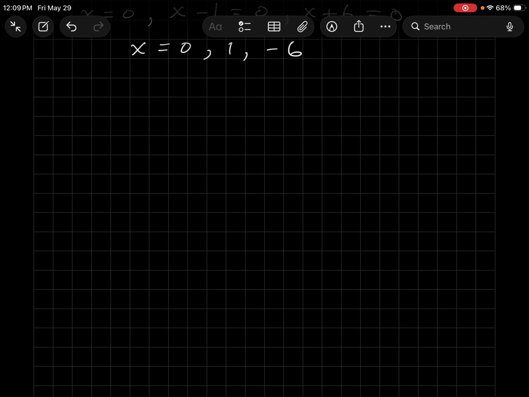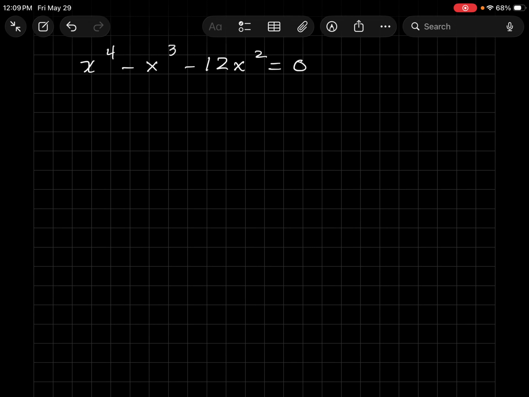Could we do this with a quartic, a fourth degree? Well, it depends. Let's look at one type of fourth degree: x to the fourth minus x cubed minus 12x squared equals 0. Does every single term have a common factor? And the answer is yes. Every term has an x squared in it, at least. So if I pull an x squared out of the first term, I still have an x squared. Out of the second term, I have a -x. Out of the last term, I have a -12. And then I can set this equal to 0.